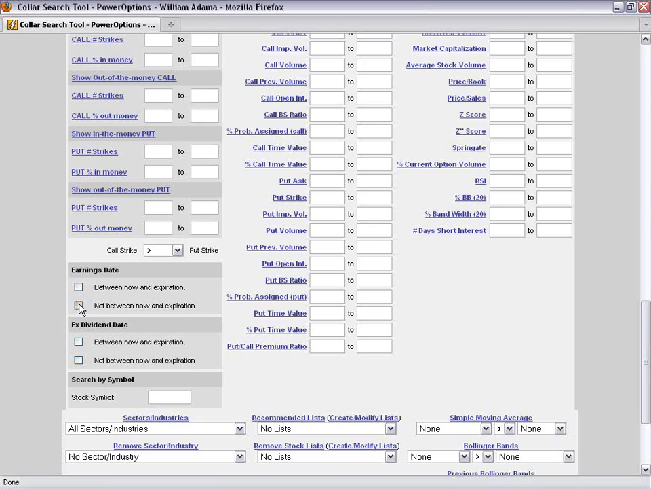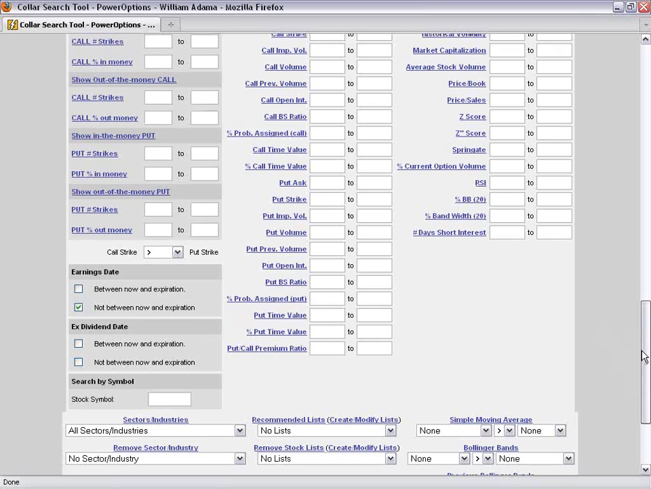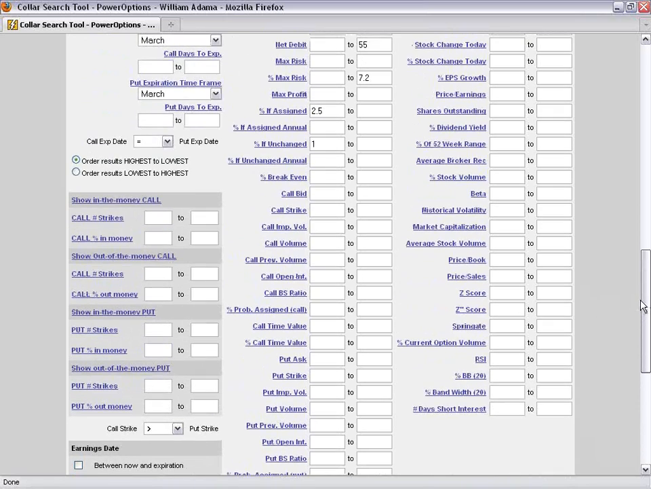So what I'm going to do is check the box here for earnings date to be not between now and expiration. I'll do that when I'm creating any new search in these income strategies. Again, covered calls, naked puts, maybe even calendar call spreads, not looking for an earnings between now and the long call expiration, but the short call expiration. Credit spreads, debit spreads, only want to see those positions that do not have an earnings between now and expiration. Don't want to get caught with any type of unexpected event.